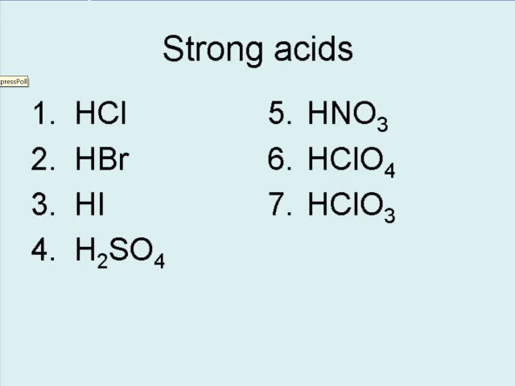There's 7 strong acids that you need to know. HCl, HBr, and HI are the only ones that are binary. And then sulfuric acid, nitric, perchloric, and chloric acid. Make sure that you have those 7 acids memorized.